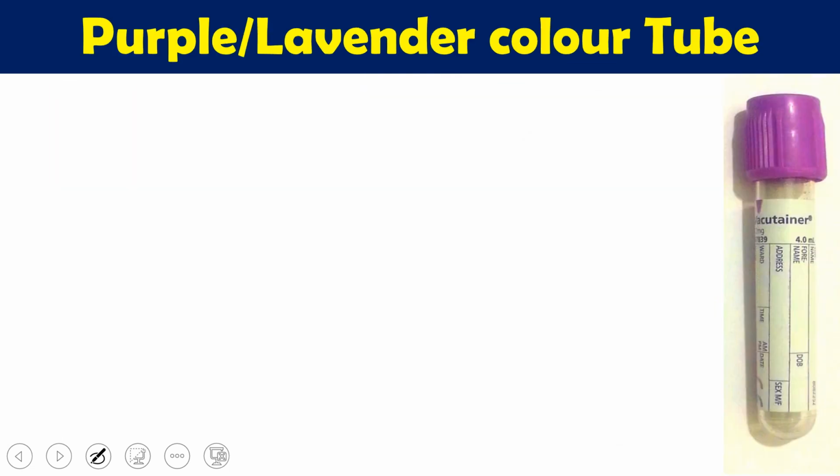So we are going to see there are different types of tubes. The first tube which we are going to see is the purple or lavender color tube. This is the picture of the tube. You can see the color of the cap. You can also call it the purple or lavender top color, cap color.